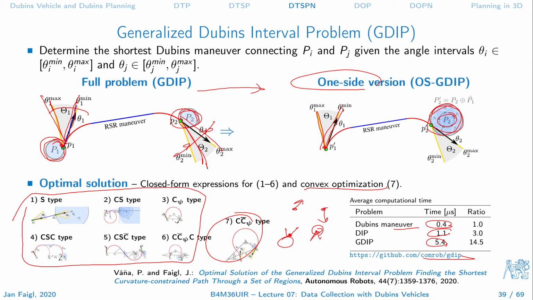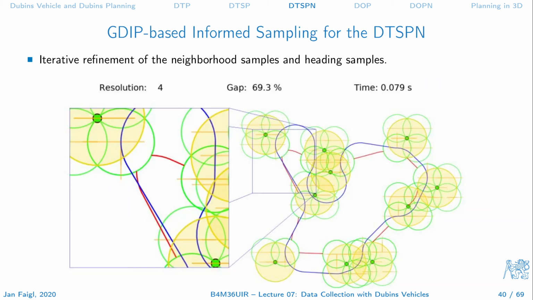So now we can be satisfied, but if we take a look at the very same schema as we use for the Dubin's traveling salesman problem with Dubin's interval as a lower bound, here for the Dubin's traveling salesman problem with neighborhoods, for a given sequence, we can perform this very similar refinement. So we have a resolution of 4. We split the region into 4 intervals like this, and then within these intervals, we have the heading intervals.